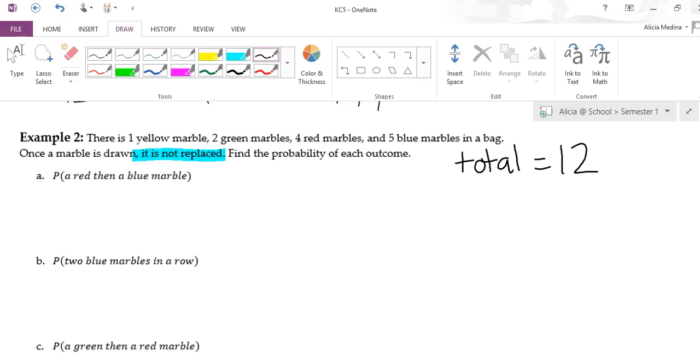So follow with me. If I have probability of a red, then a blue marble. Kind of want to draw something out for you guys, so hopefully it'll make sense for you as to why we have to take one out. So I'm going to kind of draw my marbles out. So I have 1 yellow, and then how many greens do I have? I have 2 greens, and then I have 4 red, so these are my marbles, and then I have 5 blue.